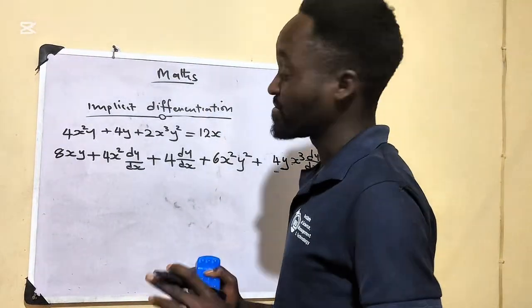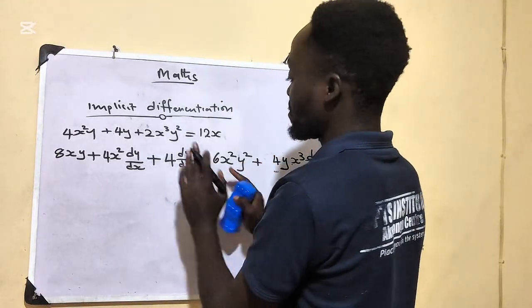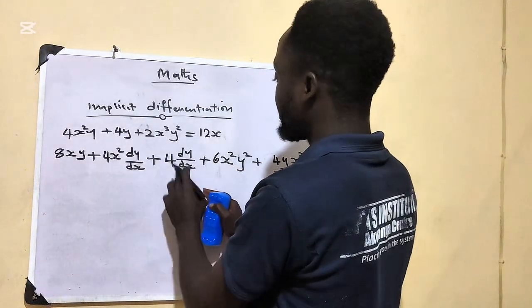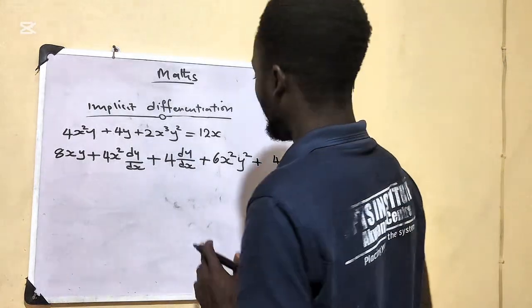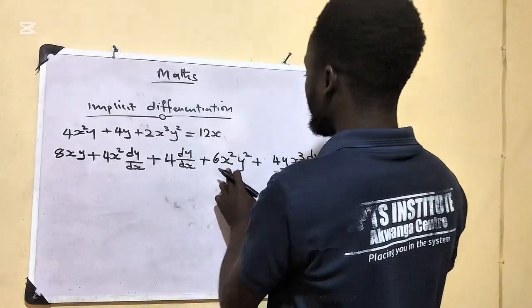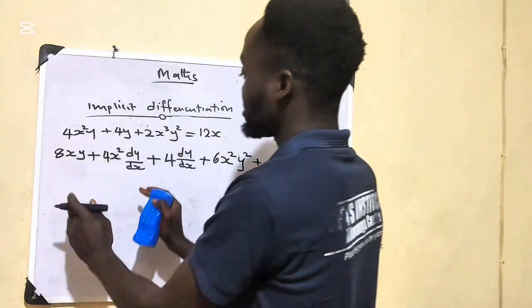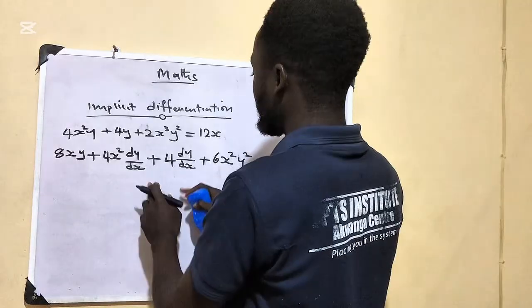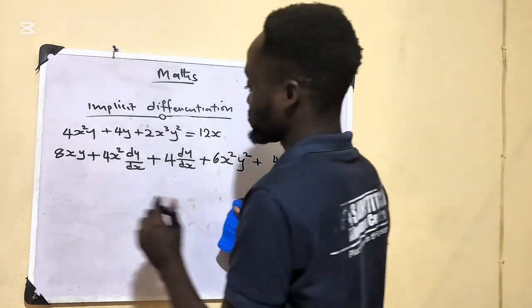So what we want to do from here is to collect like terms. How do we collect like terms now? We collect like terms by grouping those ones that don't have this dy dx on one side, while those that have dy dx we will carry to the other side. Is that understood? So now if we look at the equation, you can see that like this one, and then this one, and then 12 here, all of them don't have dy dx, so we can keep them in this side of the equation, while the other ones we can transfer to the other side of the equation. So let us do that together.